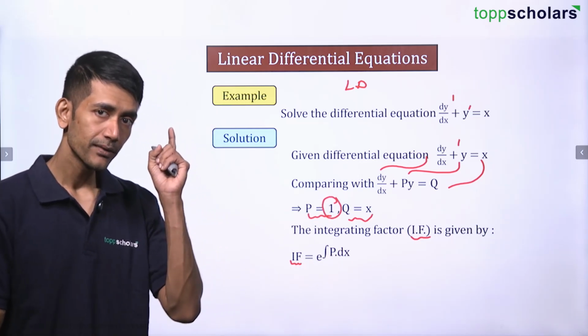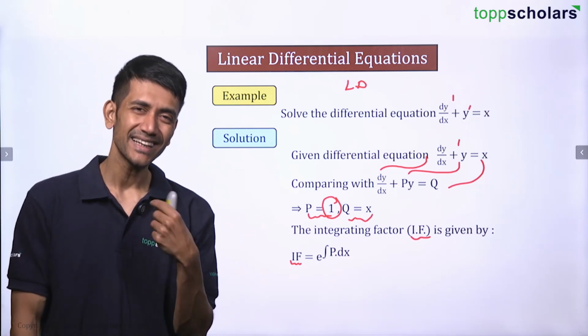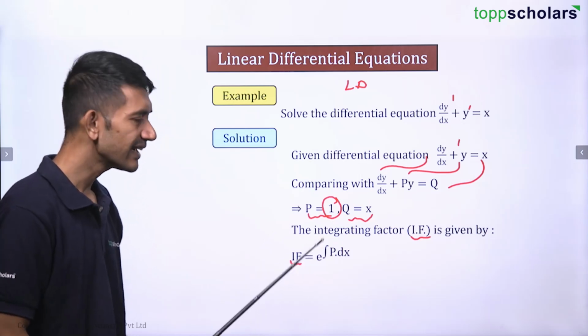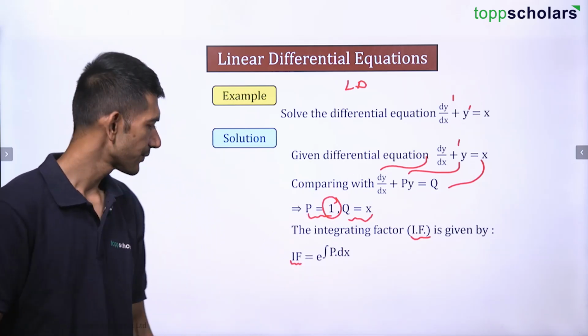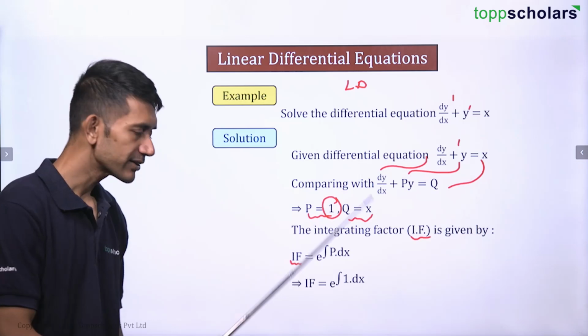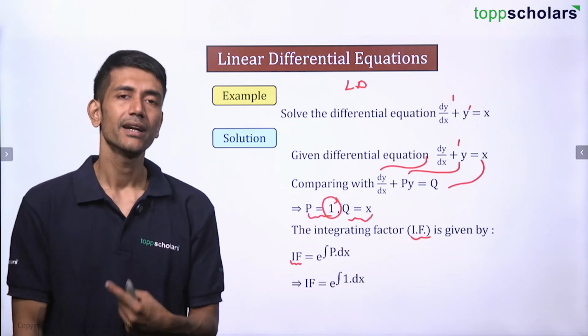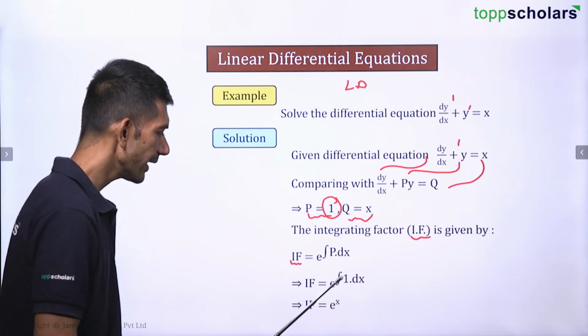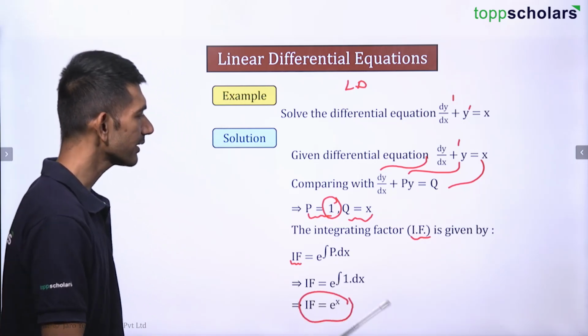And recall, whenever we have p as a constant, the integrating factor is given by e raised to integration of p dx. That is e raised to integration of 1 dx. What is integration of 1? Integration of 1 is x. So we get e raised to x, right? So the integrating factor is e raised to x.